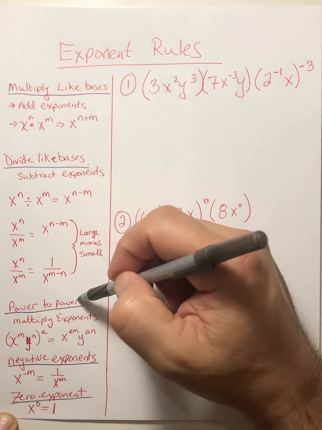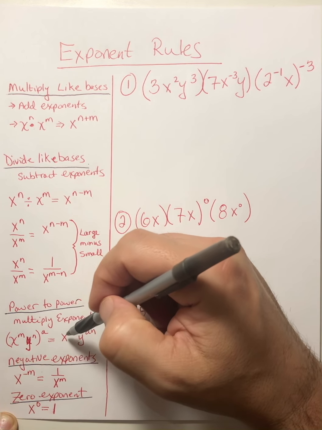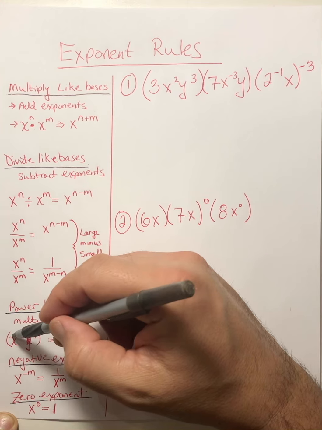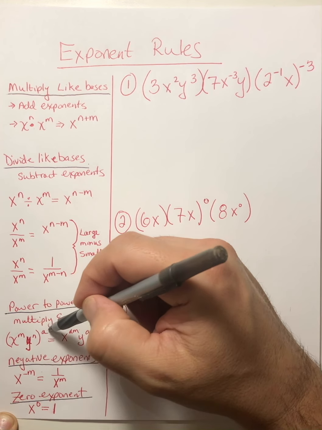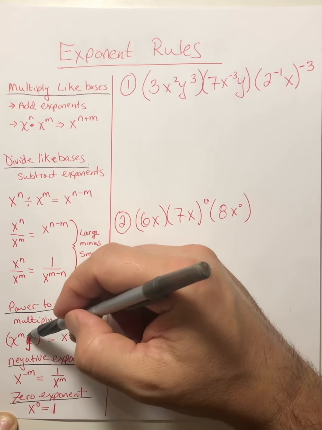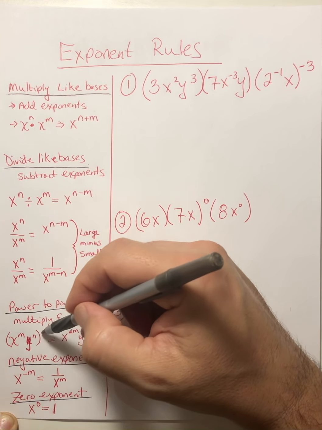All right, a power to a power, that's right. We just multiply exponents. So it's x to the am times y to the an when we have this expression raised to the power of a. Notice there's no plus sign there or anything like that. This is a product inside here. So we distribute the a to both.